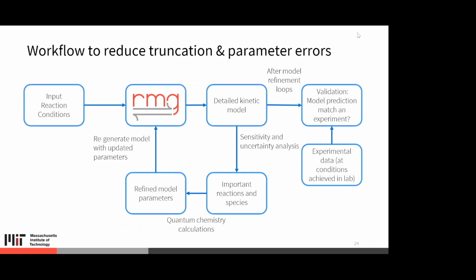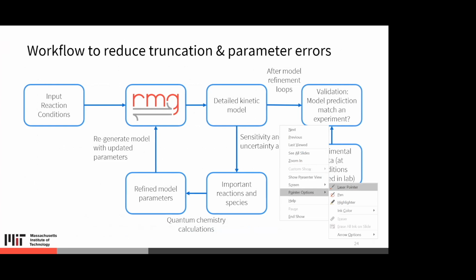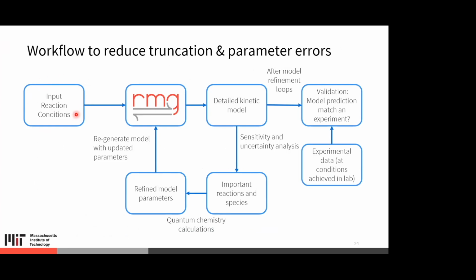We try to reduce the errors. We use an iterative procedure. So first you build a model with RMG, just as I described. So that's the first thing to do. Okay. So you have your input reaction conditions. You say what I care about: this system at this temperature, this pressure, this starting material, this time scale. And I feed that in, and RMG will follow your things, use its estimates, and make a model.